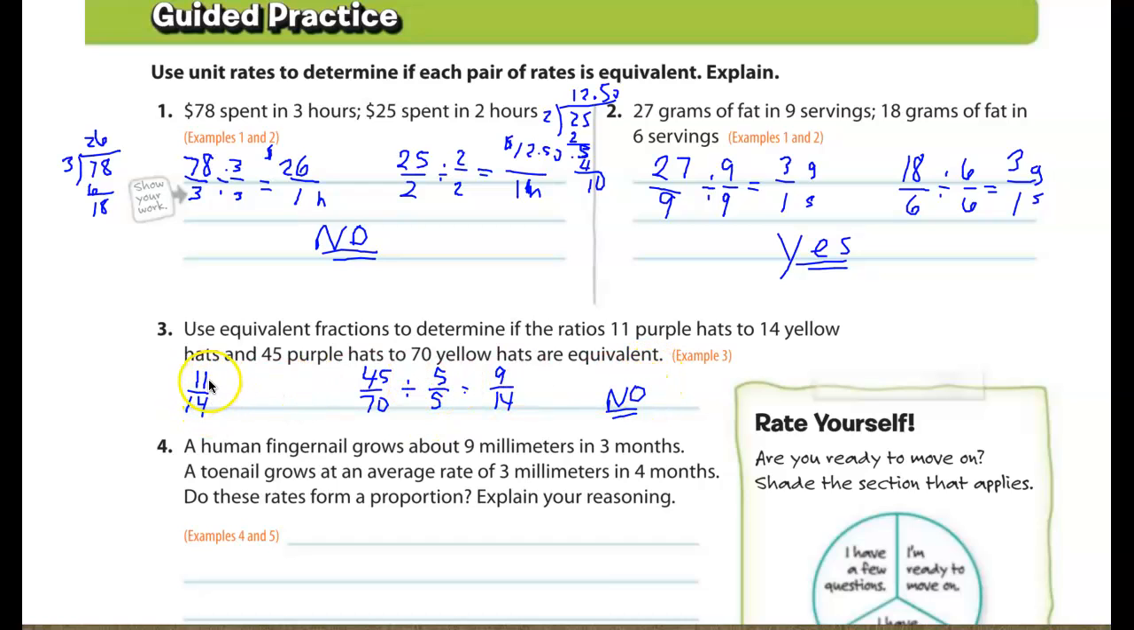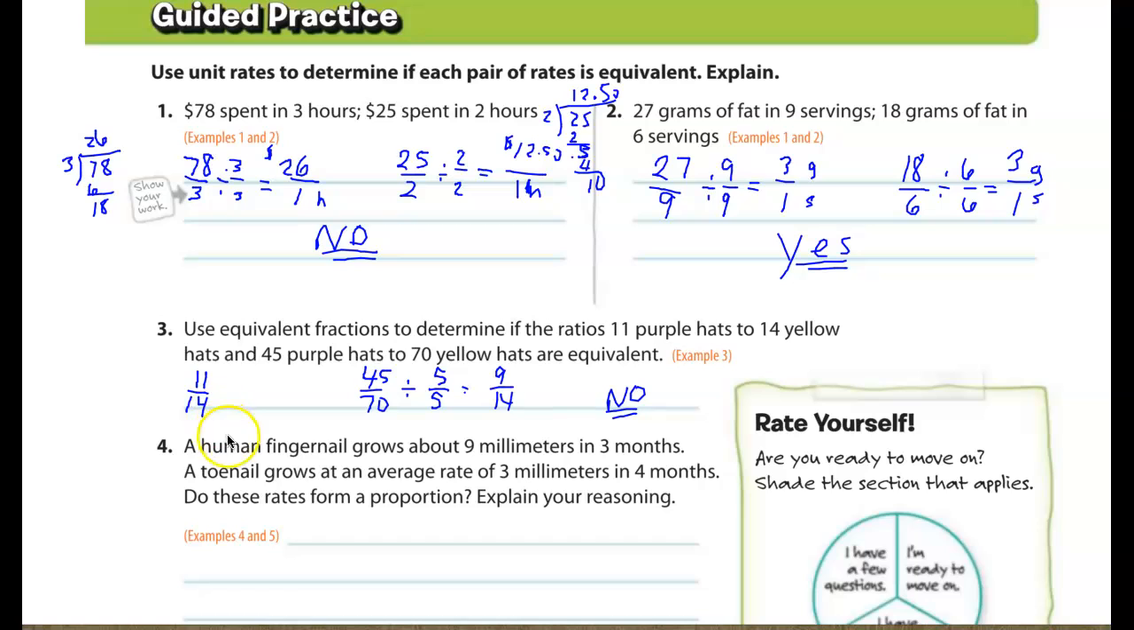If we look at the ratio of 11 to 14, this is already the simplest form, because the only 2 factors that make 11 are 1 and 11, and 11 is not a factor of 14. So if we were to take 45 over 70 and reduce that, one ends with 5, one ends with 0, so I can divide the top and the bottom by 5. 45 divided by 5 is 9. 70 divided by 5 is 14. And 9/14 is definitely not equivalent to 11/14.